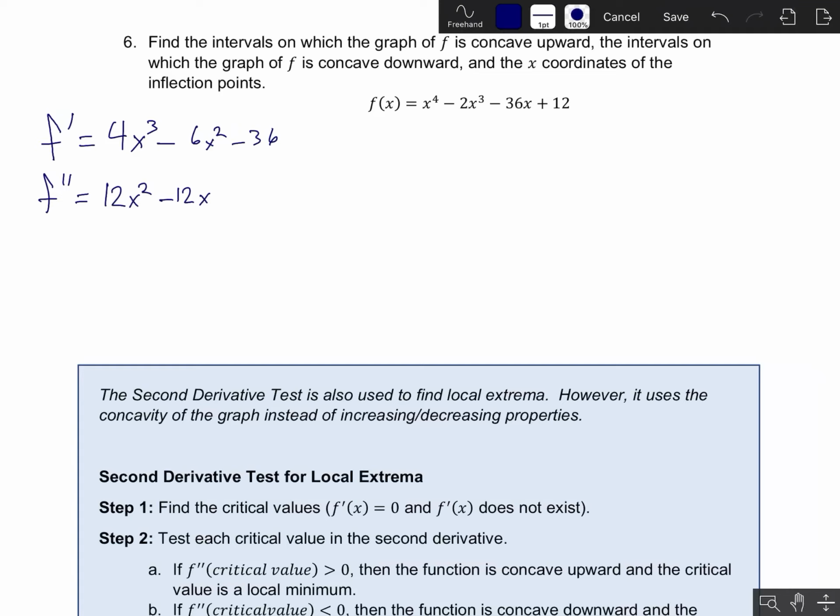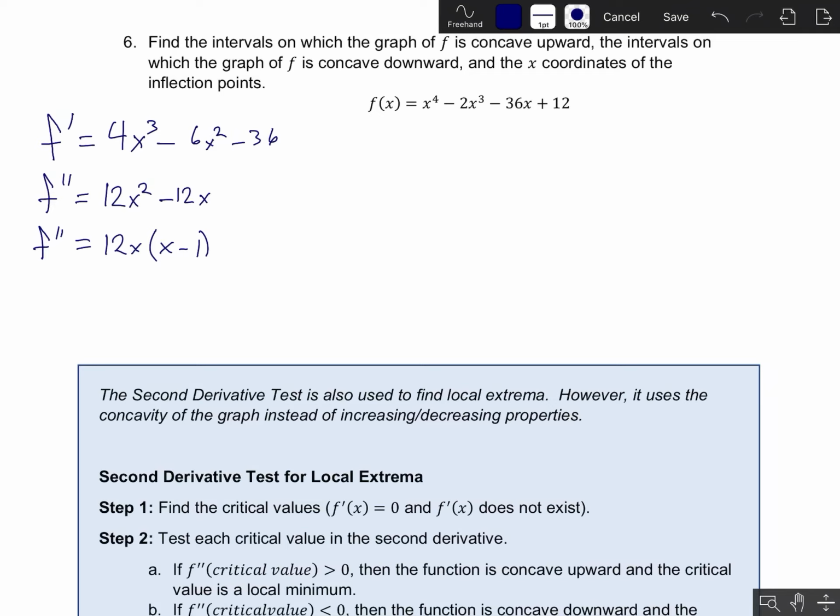Now we're interested in when this f double prime is positive, when it's negative, and when it's equal to 0. Generally, whenever you want to know whether something is positive or negative or equal to 0, it's a good idea to try factoring it. I noticed that 12x is a common factor between these two terms. So I'll go ahead and rewrite f double prime as 12x times x minus 1, if I just factor that 12x out.